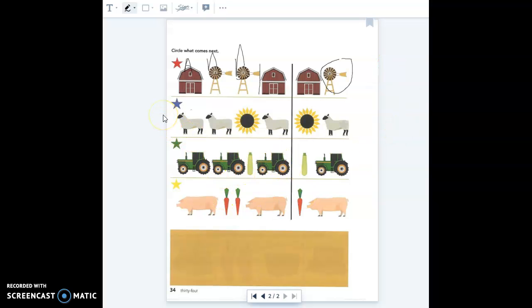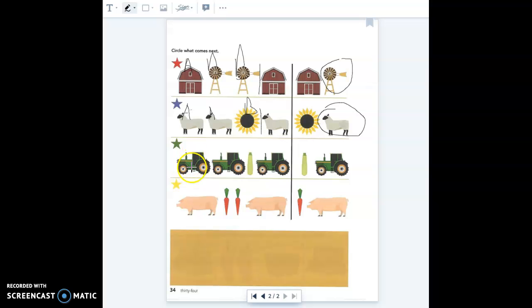Let's look down here at this pattern, okay? So I have sheep, sheep, sun, and a sheep, okay? The pattern starts to repeat itself right there. Again, this is an A, A, B pattern. We haven't seen one of these yet. So two A's and a B. So sheep, what would come next? Well, I have another sheep, so I need to circle the sheep. It's an A, A, B pattern. Two of the same, and then something different.